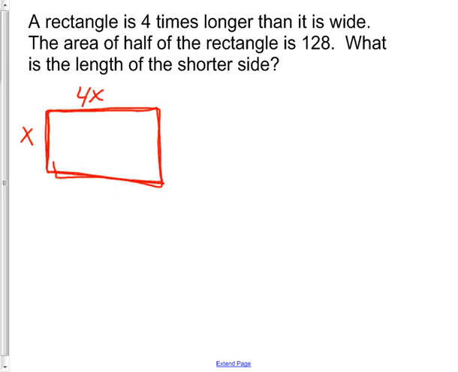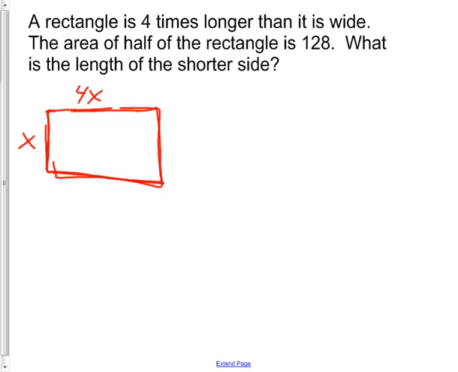Okay, you could have gone with, if you wanted to, you could have said this was X, and that this other side was 1/4 of X. This is harder. You have fractions, and it's just harder to think. Take the smaller one, make it the variable, and then make it bigger to get the other one.